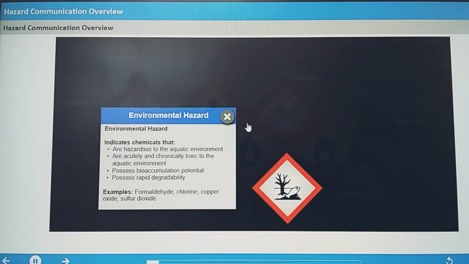The environmental hazard pictogram indicates chemicals that are hazardous to the aquatic environment, are acutely and chronically toxic to the aquatic environment, possess bioaccumulation potential, and possess rapid degradability. Materials bearing this pictogram include formaldehyde, chlorine, copper oxide, and sulfur dioxide.